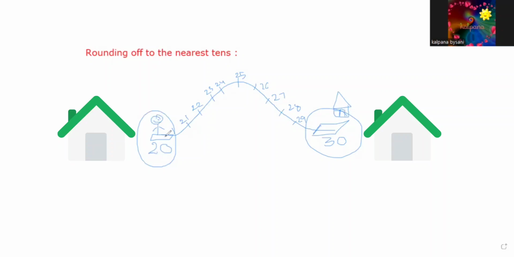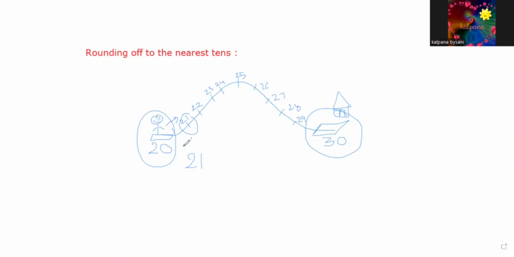Now, you started your journey. Okay, you reached to point 21 and you are tired. So, if you wanted to take rest, where you will go, children? Obviously, you will prefer to go to 20. So 21. If you round it to nearest 10, what is the value? 20. Very good.